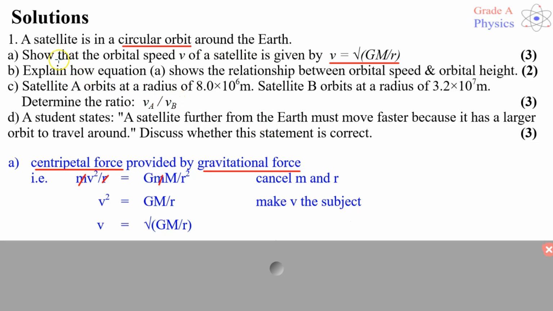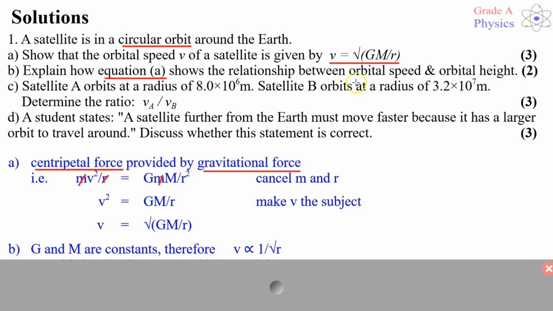Part B, following on from what we've derived here: explain how this expression in equation A shows the relationship. So we could describe the relationship and then talk a little bit about what's going on here. We can see that big G and big M are both constants, so we can basically get rid of those from the relationship, and we can replace the equal sign with a proportional sign. So v is proportional to 1 over root r. That will get you 1 mark.